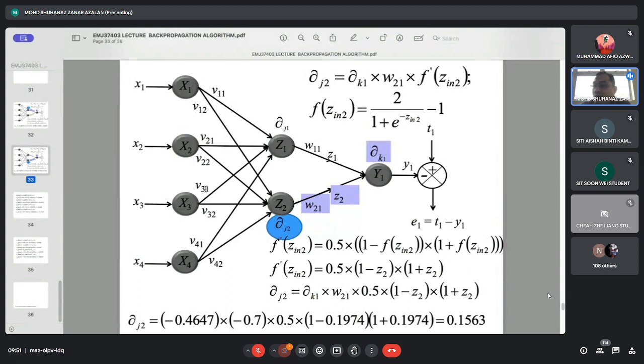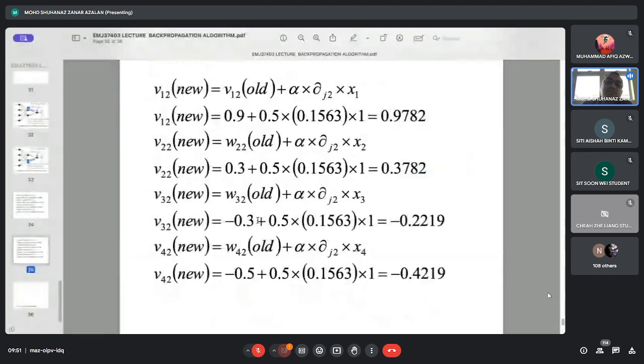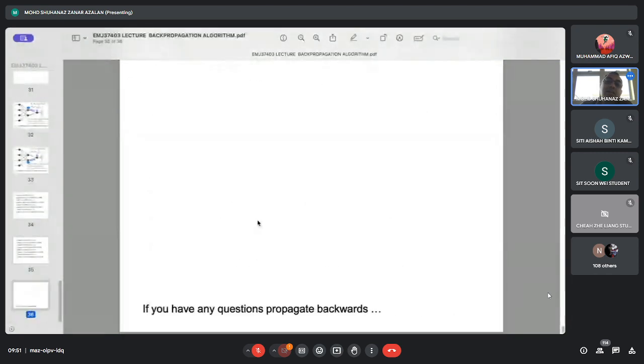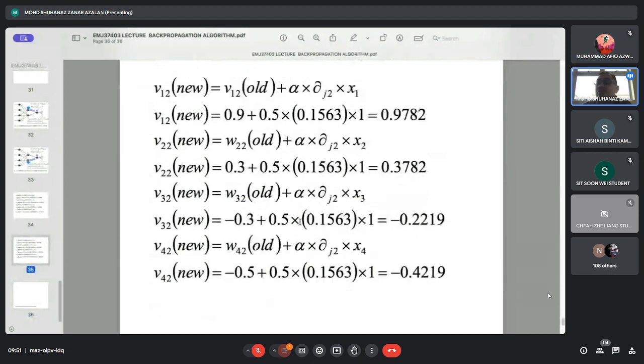The process of how we update the weightage is in the backward direction. Okay, we update the weightage in a backward direction. So that's why this algorithm we call a back propagate algorithm.